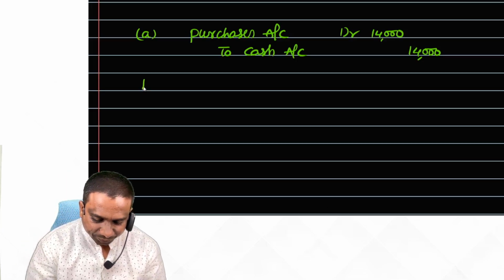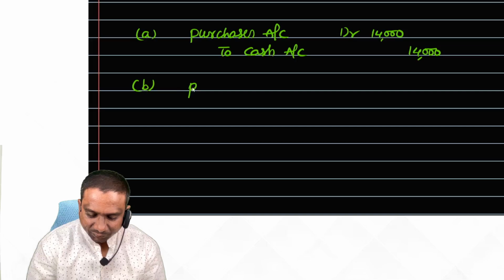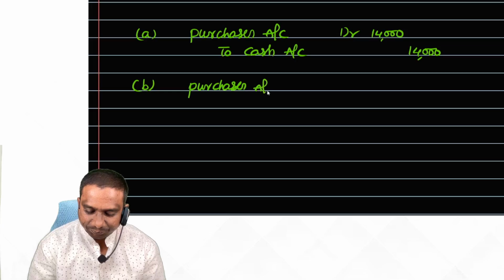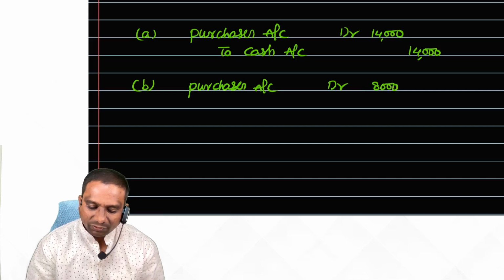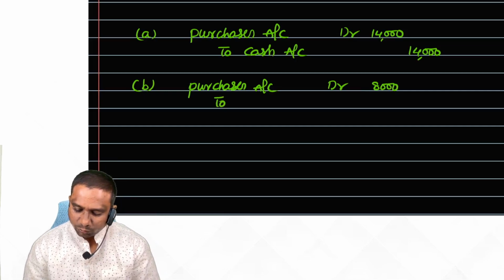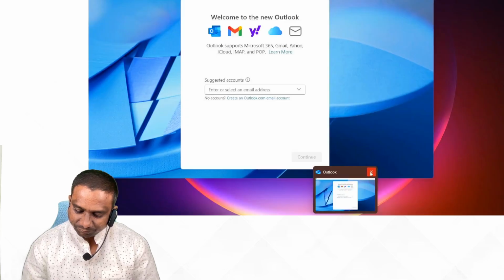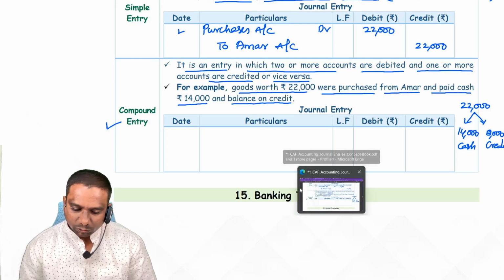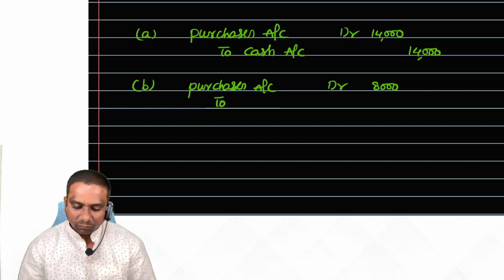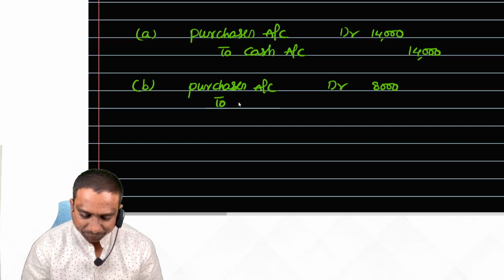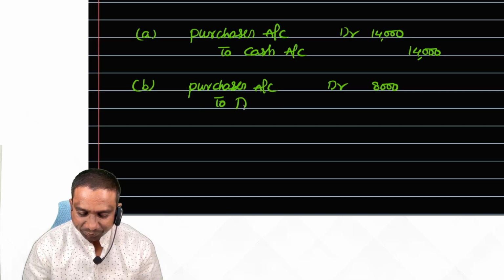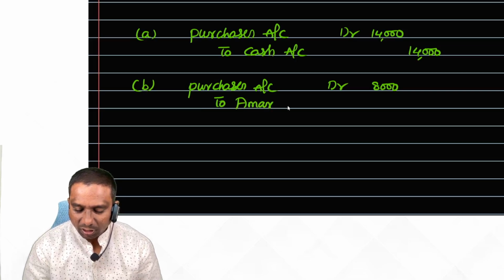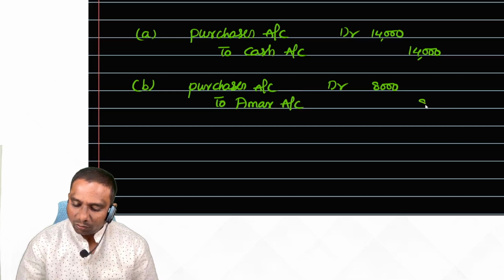Second, again we write the entry: purchases account debit. Purchases account debit 8,000. The balance amount we are paying is for 22,000 in total, or anything else? Yes, 22,000 only, 14,000 paid in cash. Remaining 8,000, sorry, credit. To whom is the amount payable? Amar. So to Amar account 8,000.